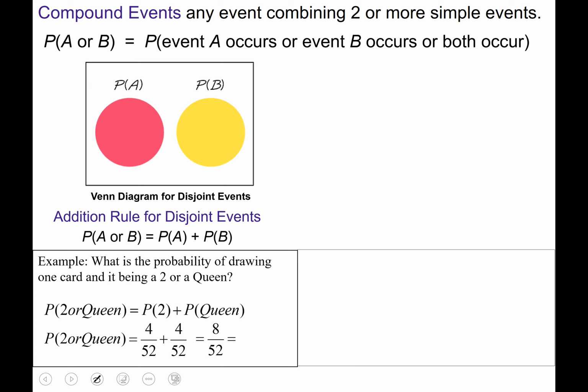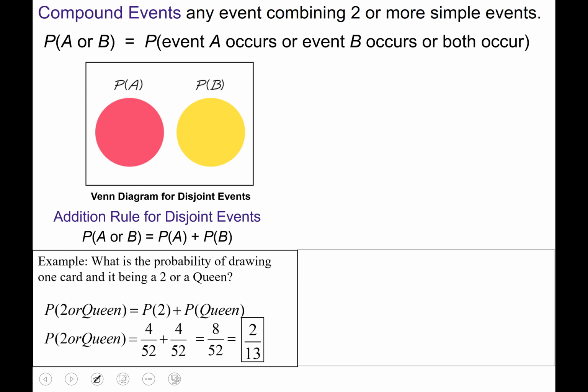Adding the numerators, that means that there are 8 possibilities of success out of these 52 cards. And that makes sense because there are 8 2s or queens in the deck of cards. So 8 out of the 52 would be considered a success. That fraction does reduce to 2 over 13. So you want to give that in its simplest form.